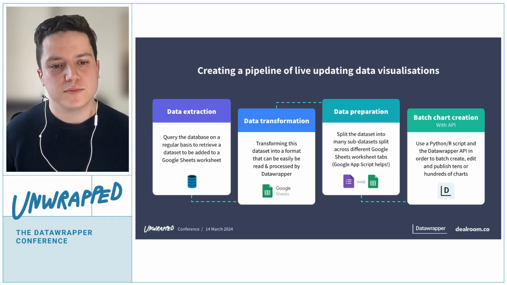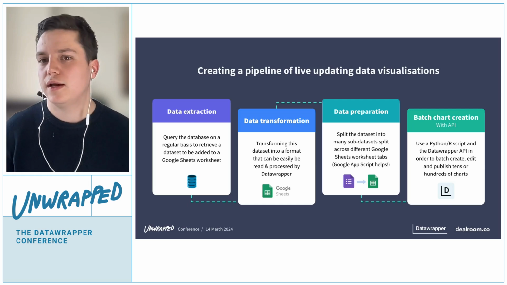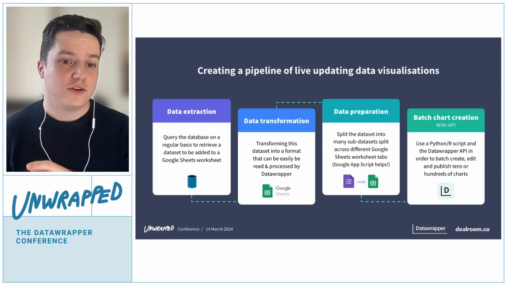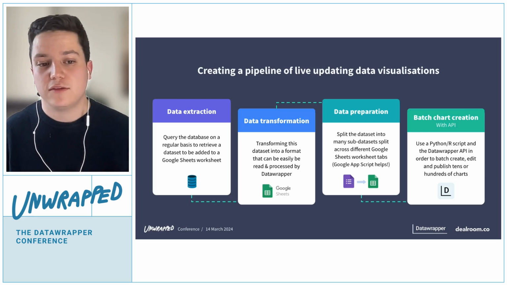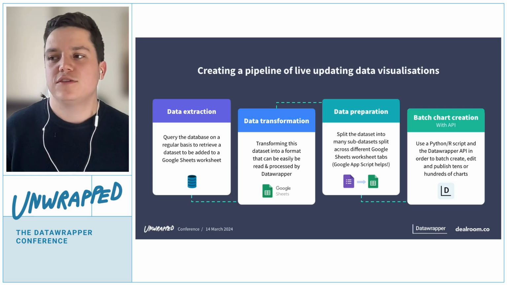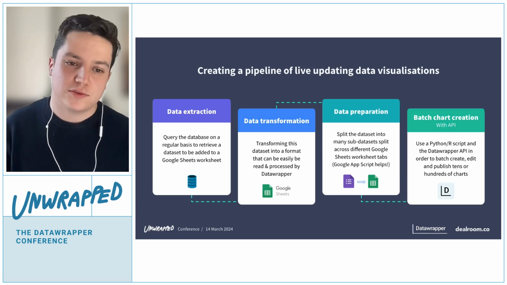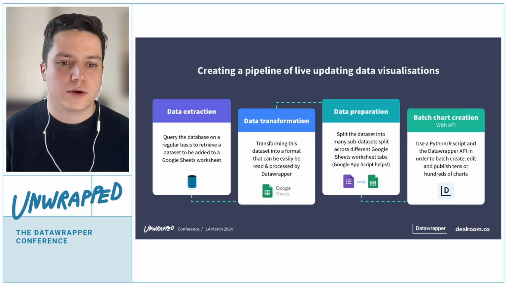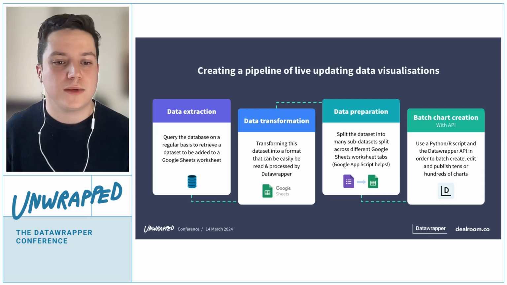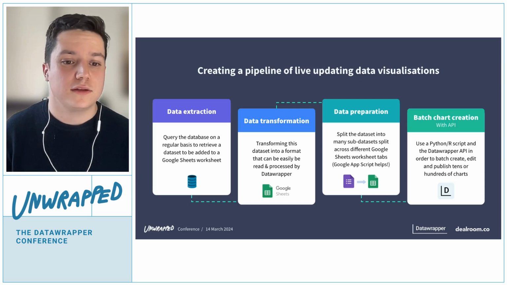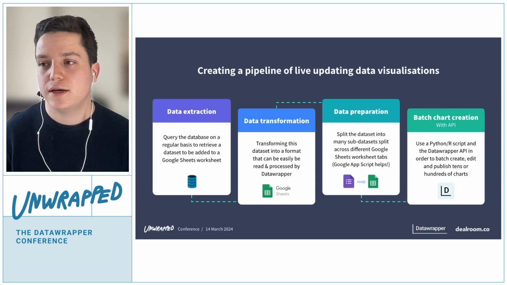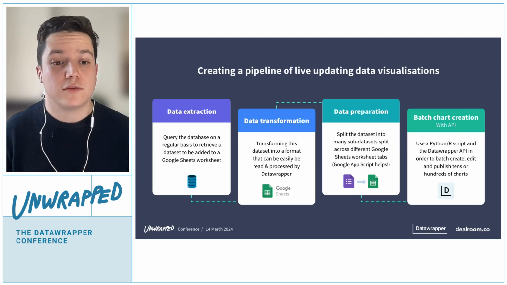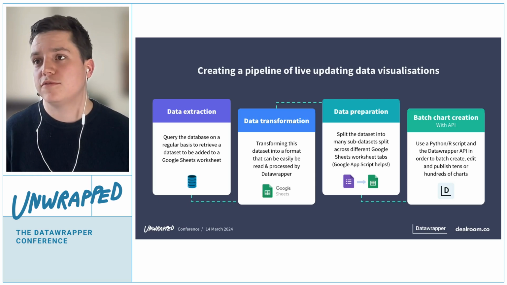As Datawrapper will pull the information from one specific sheet, you'll want to make sure that you have one sheet for each of the charts you want to make, if you want to make multiple charts. So once you've split the data set into smaller sub data sets, each with its own dedicated chart, you can create a Python or an R script and leverage the API to batch create, edit, and publish tens or hundreds of charts. This general process has been really helpful, and I think it's a really beneficial tool to manage data visualizations at scale with Datawrapper.